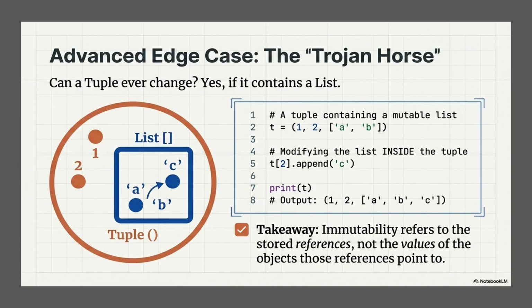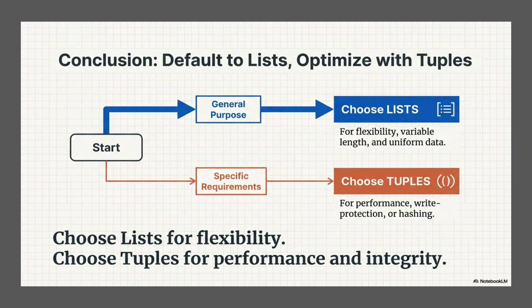To wrap up, start by using lists. They are flexible, but optimize your code by switching to tuples for anything that is write protected. That's how you write cleaner, faster, and safer Python.